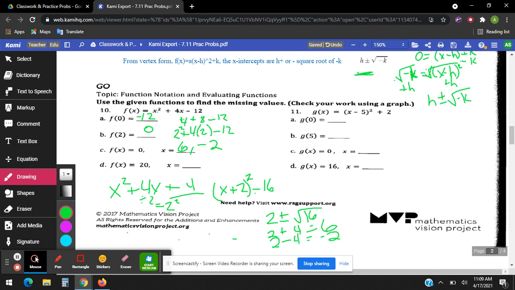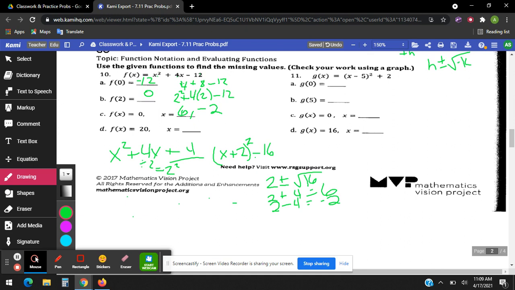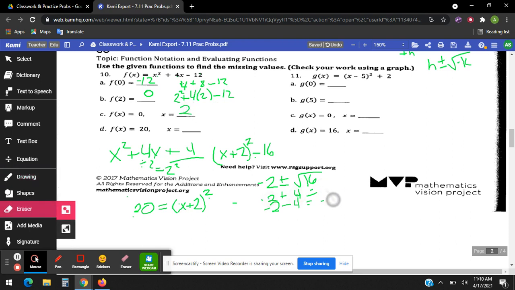Okay, so now if we make it equal to 20, then we're going to have 20 equals x plus 2 squared. Wait a minute. H is a negative 2. Negative 2 plus 4 is 2. Get stuck with those negatives. Negative 2 plus 4 is 2. Negative 2 minus 4 is negative 6. There we go. All right. H is negative 2.